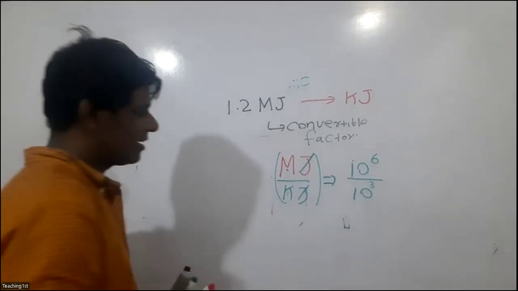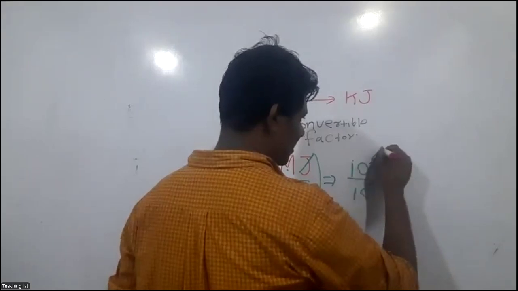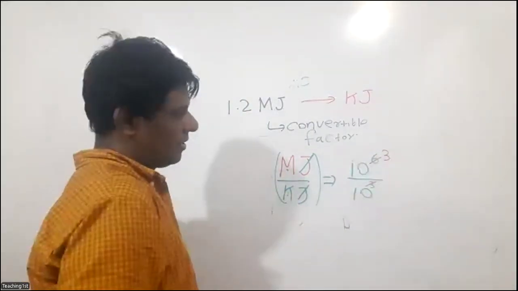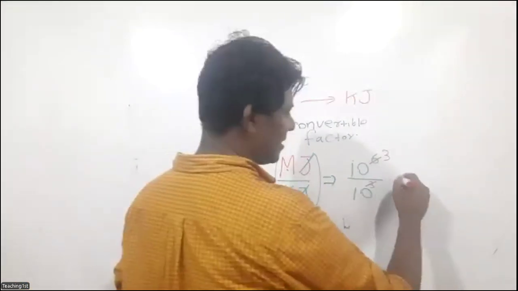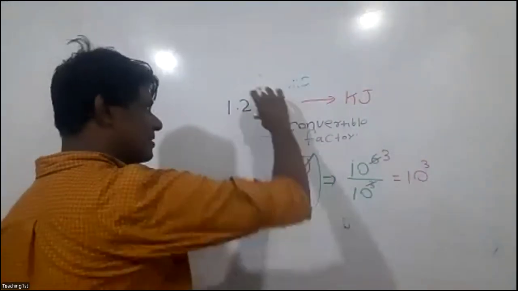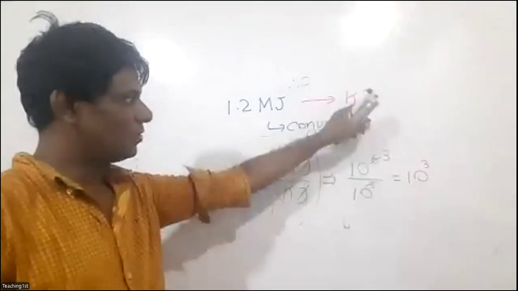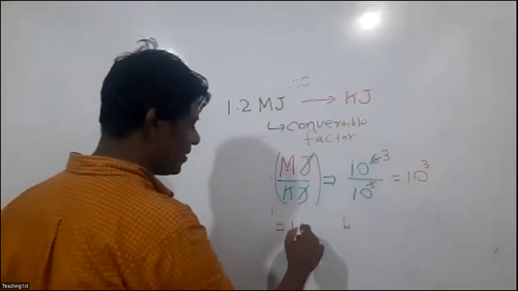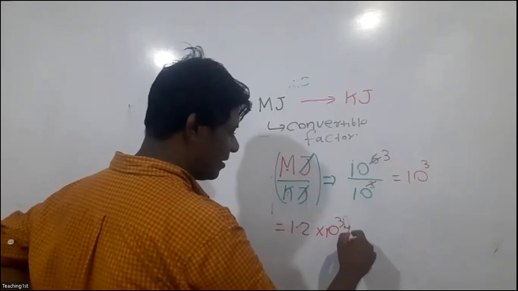10 to the power 3. So remaining is 10 to the power 3, so your conversion factor is 10 to the power 3. You are going to multiply this 1.2 by 10 to the power 3 to get the answer in kilojoules. So your answer is 1.2 multiplied by 10 to the power 3 kilojoules.